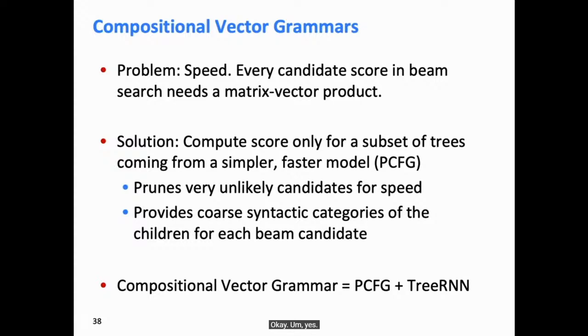Okay. Yeah, so I sort of already said this one, I guess. We wanted to be able to do things quickly, and so our solution was to use a probabilistic context-free grammar to find likely parses, and then only work out the meaning for ones that were quite probable. And so we call this result a compositional vector grammar, which was a combination of a PCFG and a tree recursive neural network.